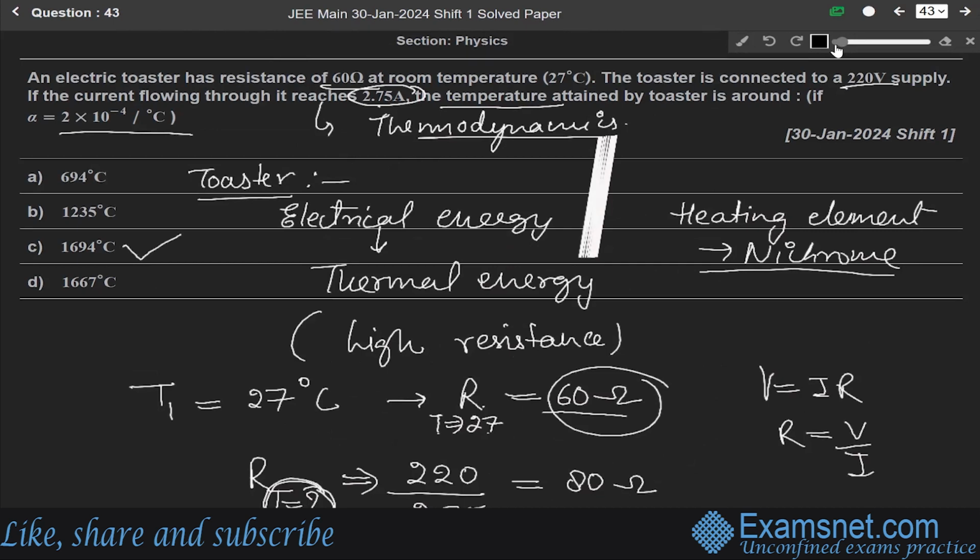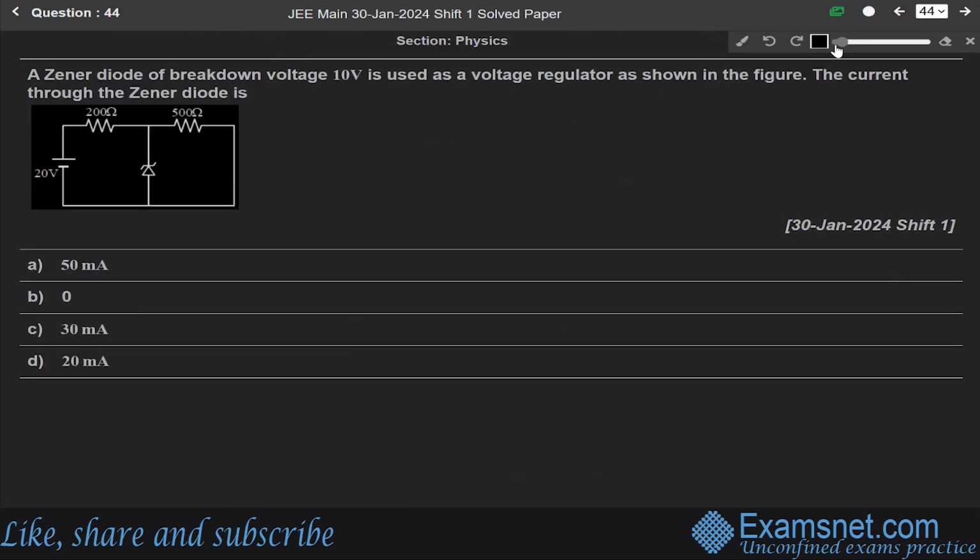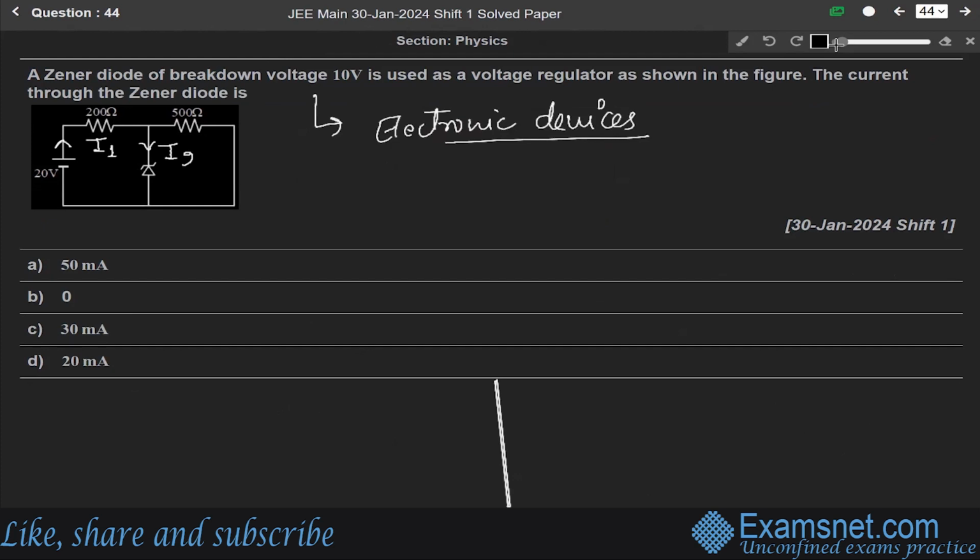Okay. Now next question 44. A Zener diode of breakdown voltage 10 volt is used as a voltage regulator as shown in the figure. The current through the Zener diode is, we have to find the current through it. This question is from the chapter of electronic devices. Now from the figure, this is I1 current, this is I2 current, and this is I3 current.